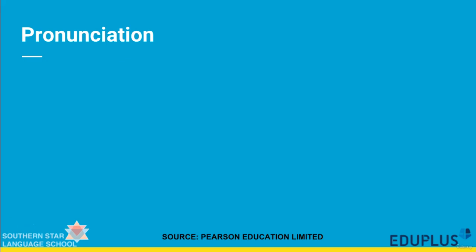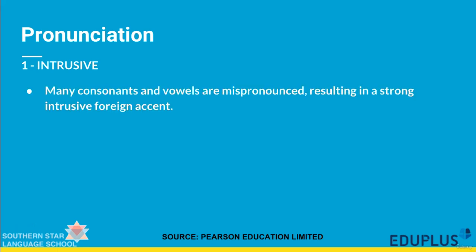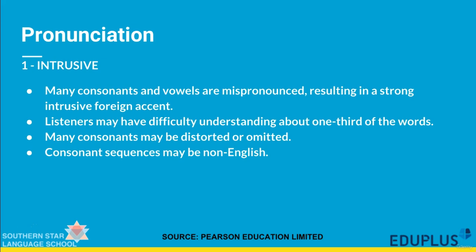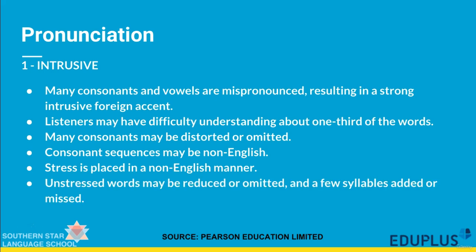They will get 1 point in what we call intrusive. Many consonants and vowels are mispronounced, resulting in a strong intrusive foreign accent. Listeners may have difficulty understanding about 1/3 of the words. Many consonants may be distorted or omitted. Consonant sequences may be non-English. Stress is placed in a non-English manner, with unstressed words reduced or omitted, and a few syllables added or missed.